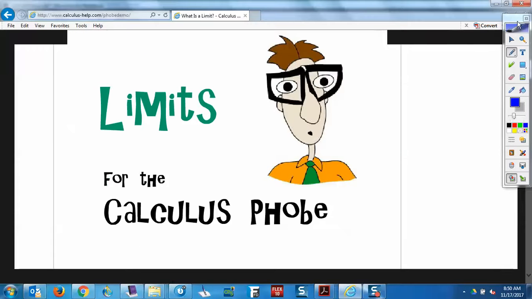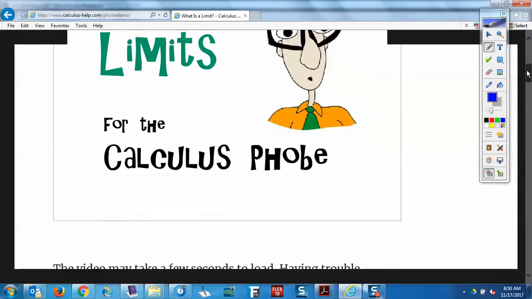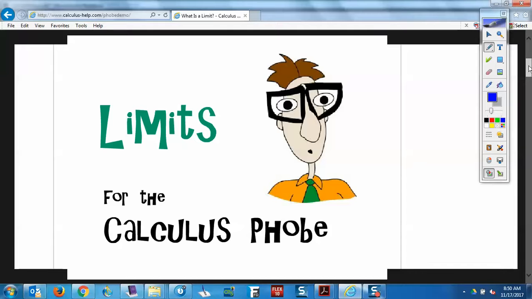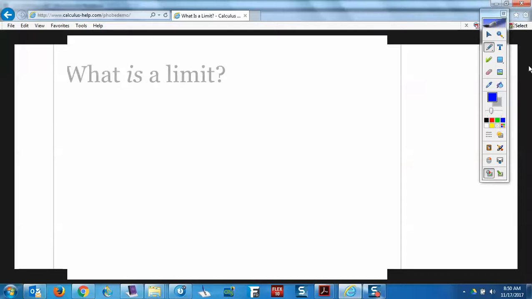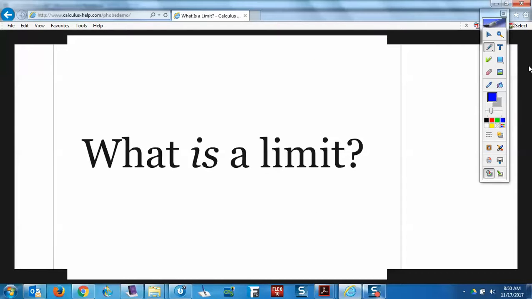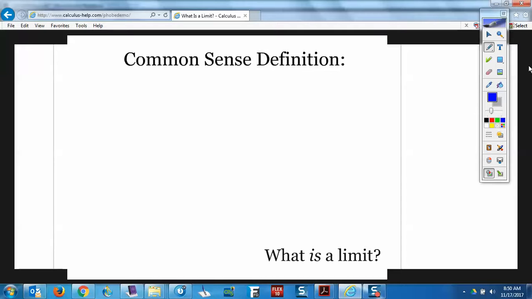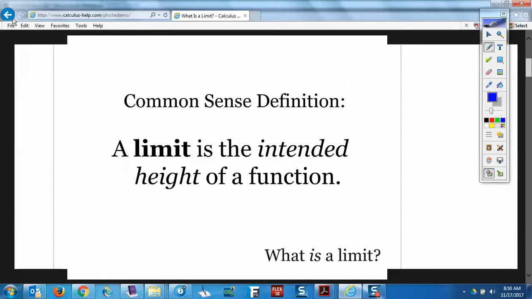You may have heard a lot of talk about limits, but the plain fact remains, most people don't understand what a limit is. So for now, we're going to focus on what is a limit. In basic terms, a limit is a height.